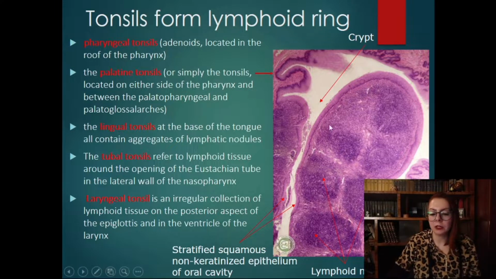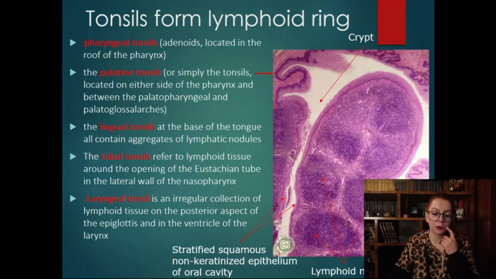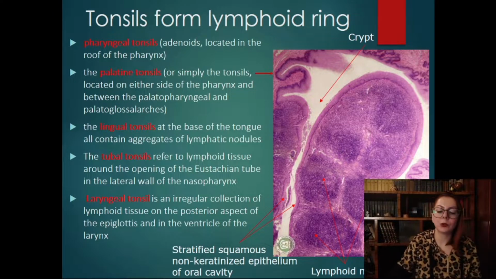Okay, let's investigate their structure. Here palatine tonsils are shown, and that's how they are organized. In the region of tonsils we can see a crypt. This is the invagination of the epithelium into the connective tissue, and the crypt is lined with a special epithelium, which is stratified squamous non-keratinized. Now you know what that means. We have already had the topic of epithelium.